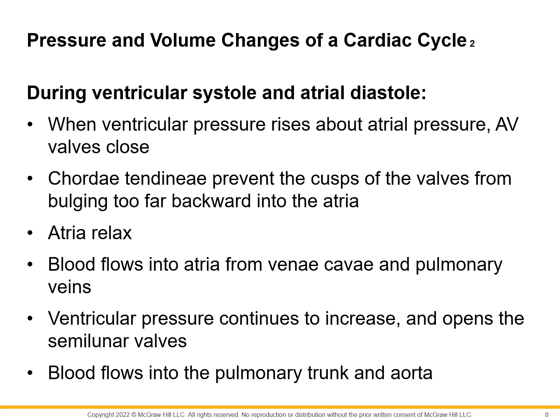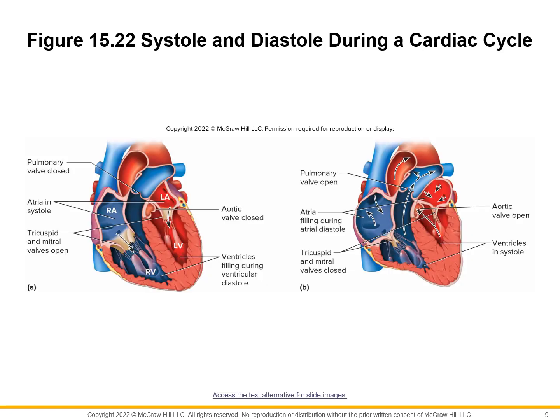Okay, so in this stage, the atria are relaxed. Okay, and the blood flows into the atria from the vena cava and pulmonary veins because they are now in atrial diastole, but the pressure will continue increasing in the ventricles, and this will lead to opening of the semilunar valves and the blood flows into the pulmonary trunk and aorta. Okay, but this can easily be explained in this diagram.